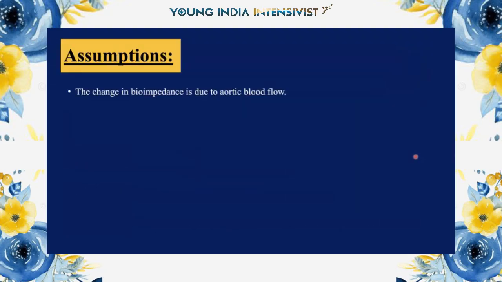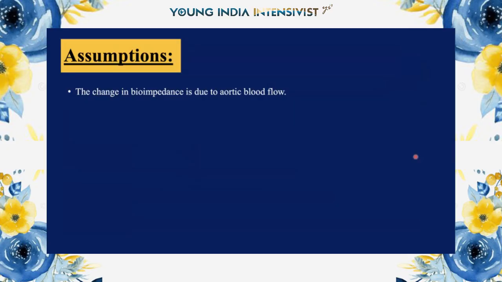To do these calculations, they have some assumptions. What are those assumptions? The aorta is not the only thoracic fluid-containing compartment in the thorax. For example, there can be pericardial effusion, there can be pleural effusion, and there can be chambers of the heart filled with blood.